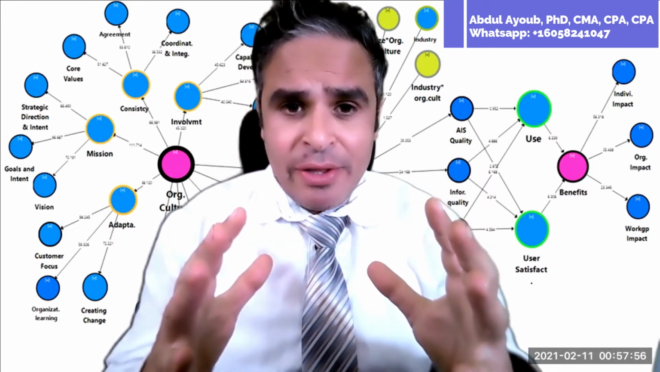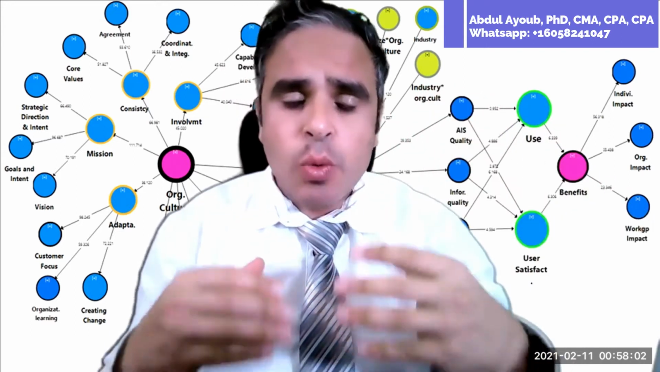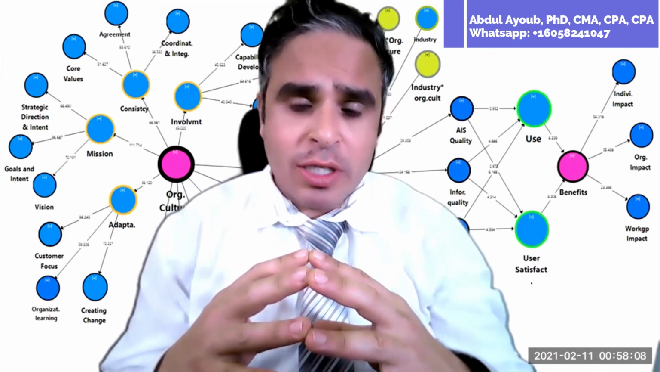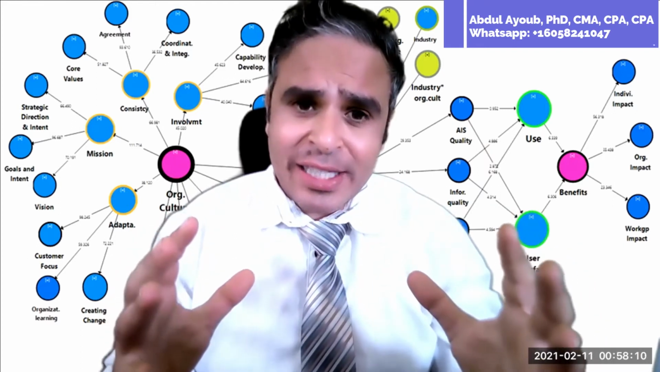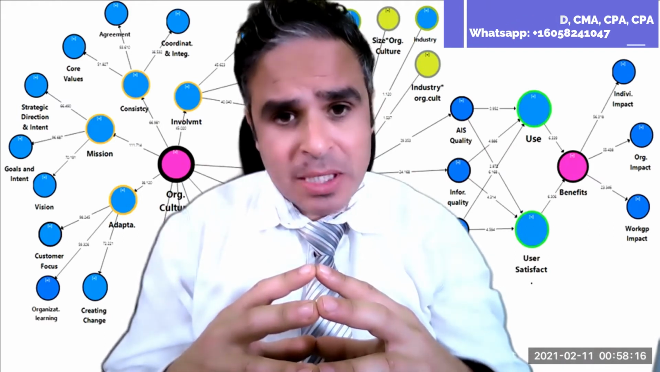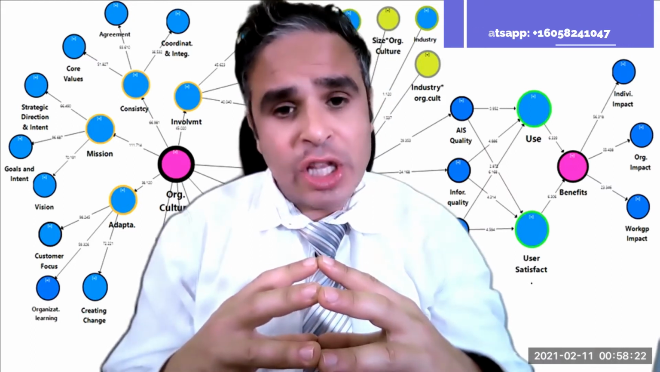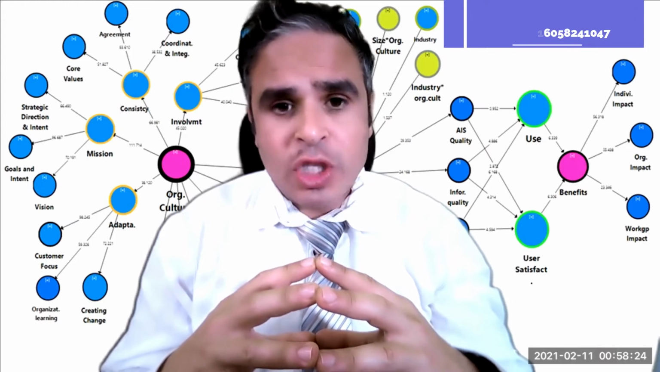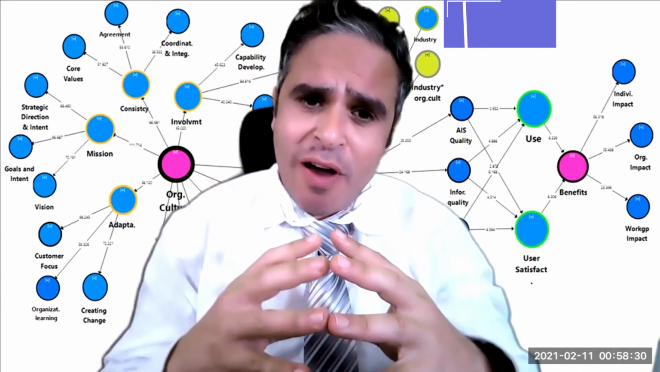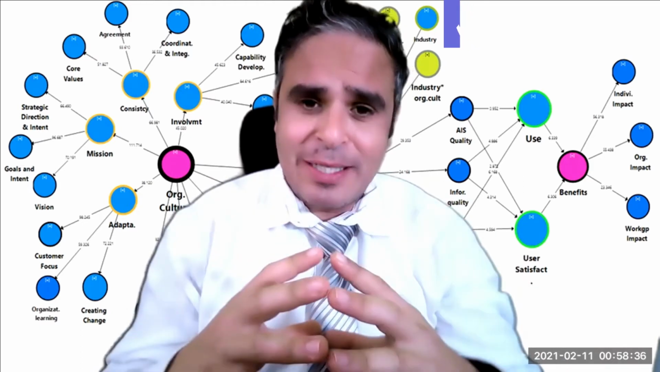In video number 11, we mentioned five steps or five phases that we go through when we assess our structural models. In the first step, we check for collinearity. In the second step, we study the relationships. In the third step, we check for R squared, the coefficient of determination. Fourth, we check for F squared, which is the effect size. And finally, in step number five, we check for Q squared, the predictive relevance.